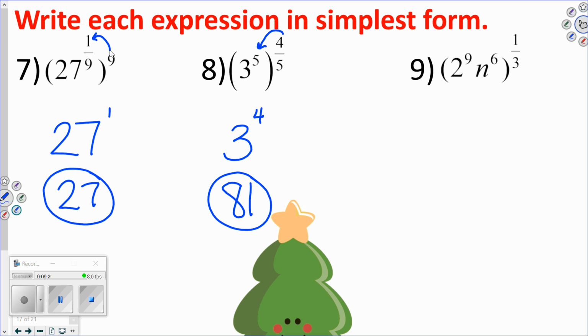And then number 9, what do I do with that? Distribute to both exponents. So the base of 2 stays a 2. Then what's 9 times 1/3? It's 3. I think you're all at once. You can't do that. No.